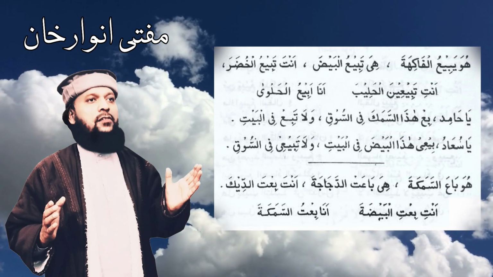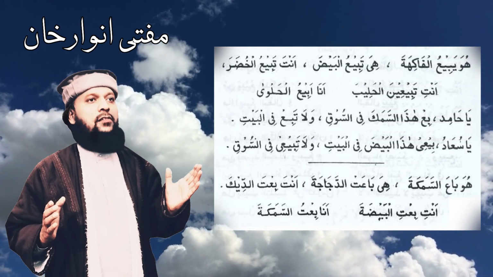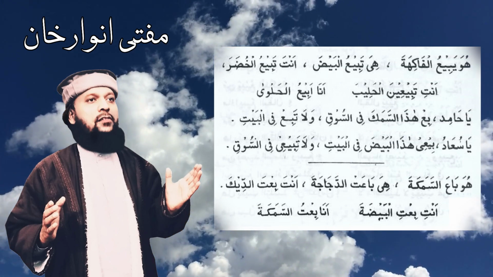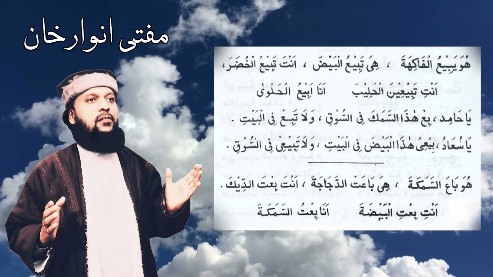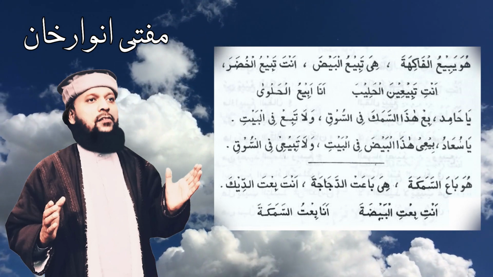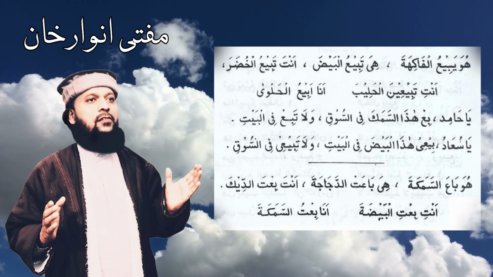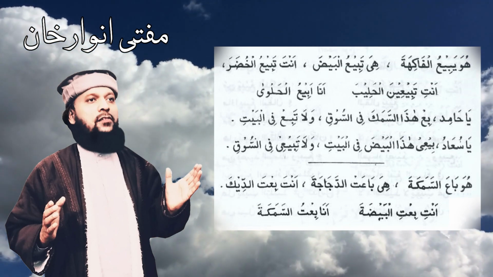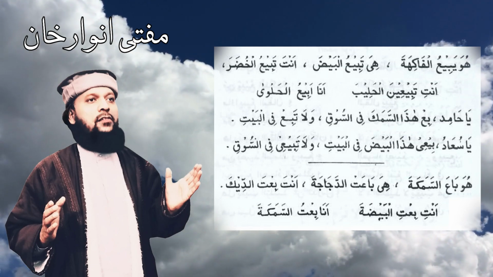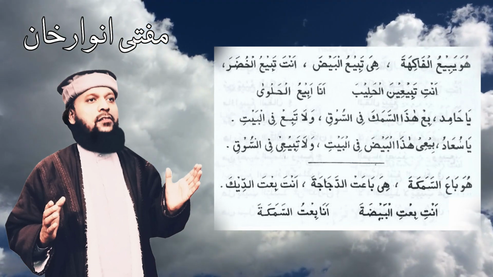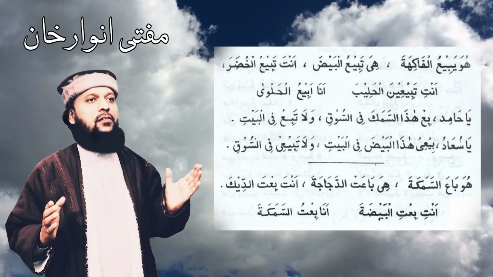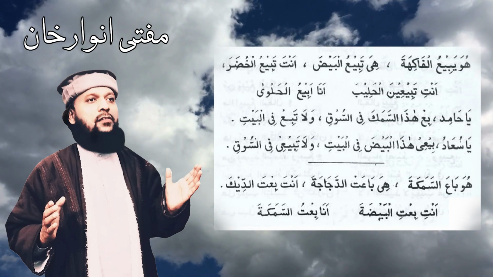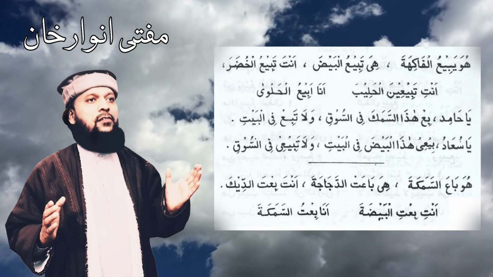هو باع السمكة. He sold the fish. Now in this paragraph you have the same verb باع but in the past tense form. So you have to notice all these changes, the different changing forms in different sigha. You have to be careful about that. هو باع السمكة. He sold the fish. هي باعت الدجاجة. She sold the chicken, the hen. أنت بعت الديكة. You sold the rooster. أنت بعت البيضة. You sold the egg. أنا بعت السمكة. I sold the fish.